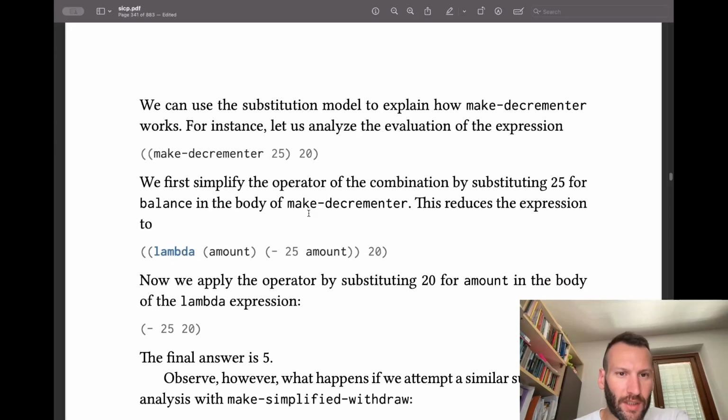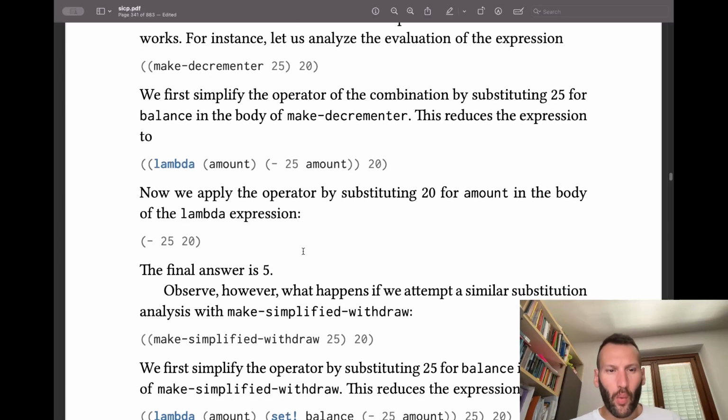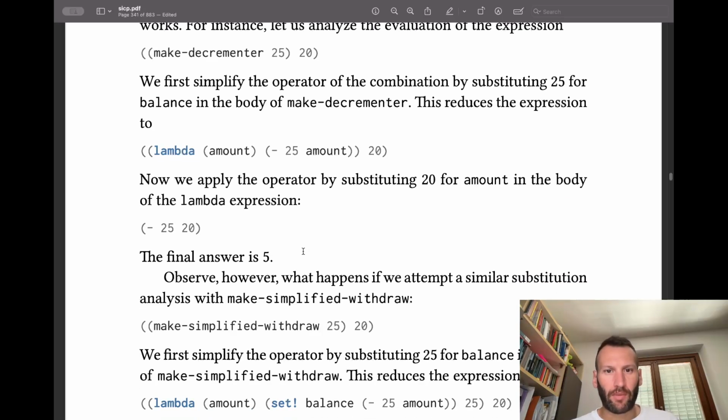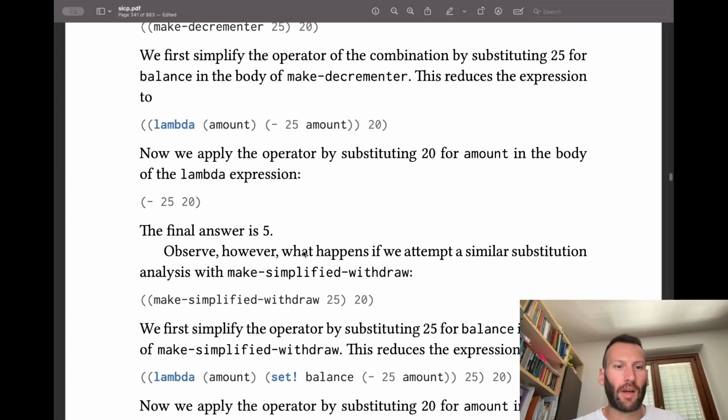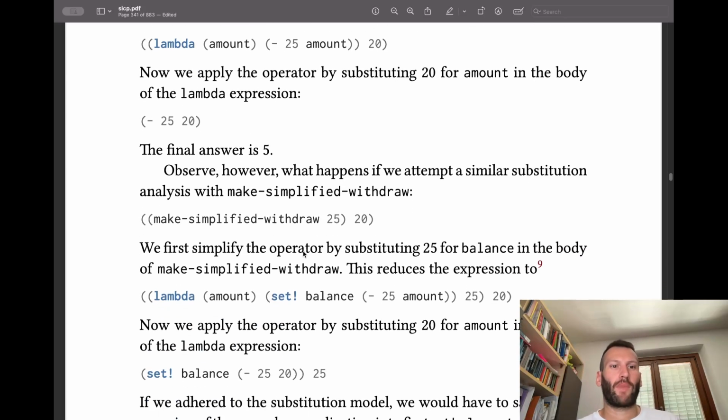We first simplify the operator of the combination by substituting 25 for balance in the body of make-decrementer. This reduces the expression to... Now we apply the operator by substituting 20 for amount in the body of the lambda expression, and the final answer is 5. Observe, however, what happens if we attempt a similar substitution analysis with make-simplified-withdraw.